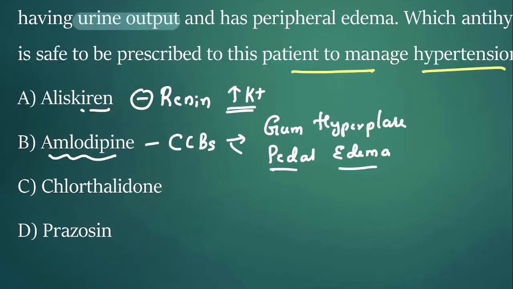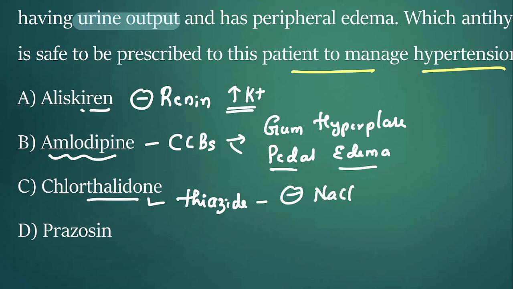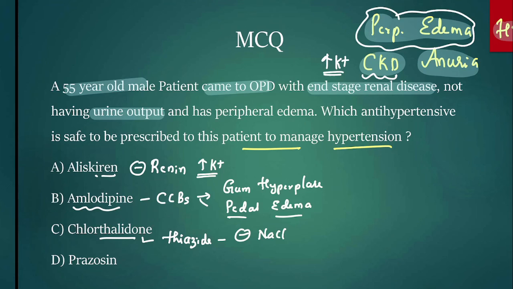Now coming to chlorthalidone. Chlorthalidone belongs to the thiazide diuretics. Thiazide diuretics act on the early part of the DCT. They inhibit sodium chloride import, and these are mild diuretics. These are medium efficacy diuretics, but they are mild antihypertensives. If the patient is in the end stage of kidney disease, remember thiazides won't work if there is already CKD, because the kidney has to secrete them, then only they will work.